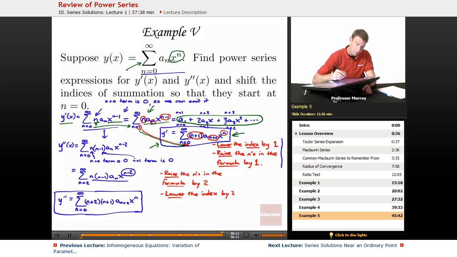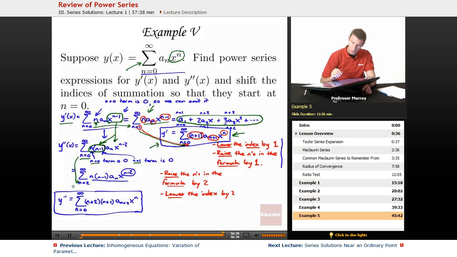For y double prime, I went ahead and took another derivative of x to the n minus 1, and I got n minus 1 x to the n minus 2. I noticed that since I have an n and an n minus 1, the n equals 0 and the n equals 1 terms are both going to be 0. So I dropped those out, and so I can start my index at n equals 2. That was not shifting the index yet. That was just dropping off a couple 0 terms.